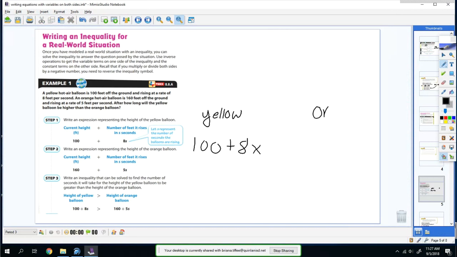And then the orange is 160 feet off the ground, but it's rising at 5 feet per second. And what the problem says is, after how long will the yellow balloon be higher? So when we write our inequality, we want the yellow one to be the bigger one. So we're going to have our inequality sign be a greater than sign facing the yellow. And that's how you write inequalities. Okay, so now you try one.